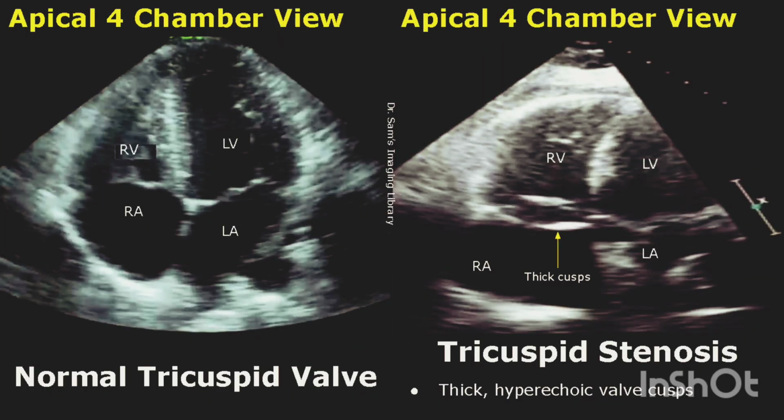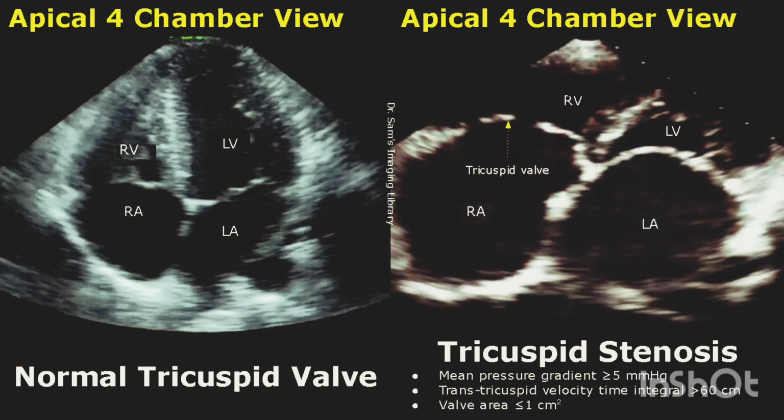Here is a case of tricuspid stenosis. The valves are thick and hyperechoic. Thick hyperechoic valves are often the cause of stenosis. The mean pressure gradient is more than 5 millimeters of mercury. The trans-tricuspid velocity time integral is more than 60 centimeters, and the valve area is usually less than 1 centimeter square.